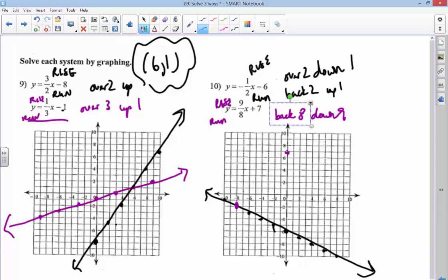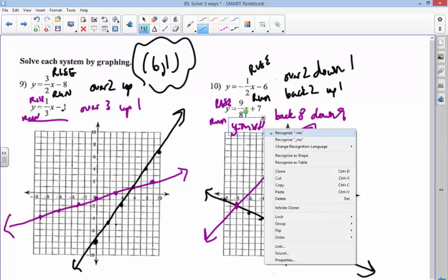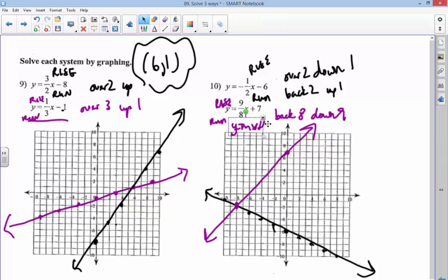Perfect. You know it's linear because it's in standard form, or it's in y-intercept form, so you actually only need 2 dots. This is y equals mx plus b. That's y-intercept form. Standard form was the problems above, which is ax plus by equals c. You do need to write this point: back 8, down 2.